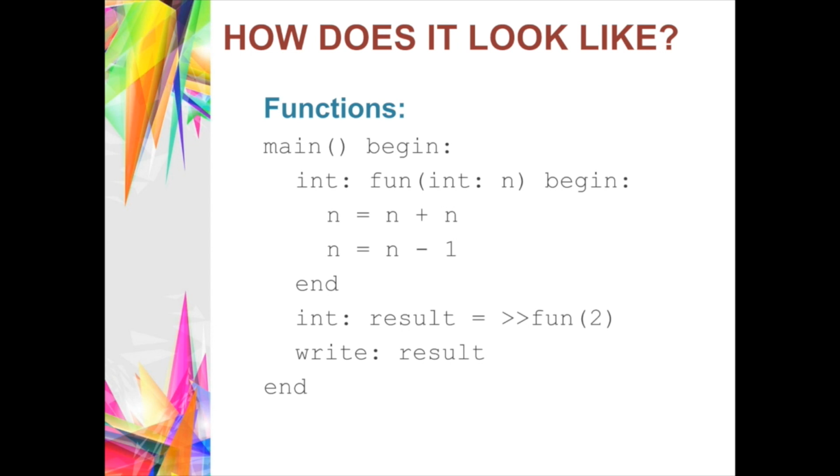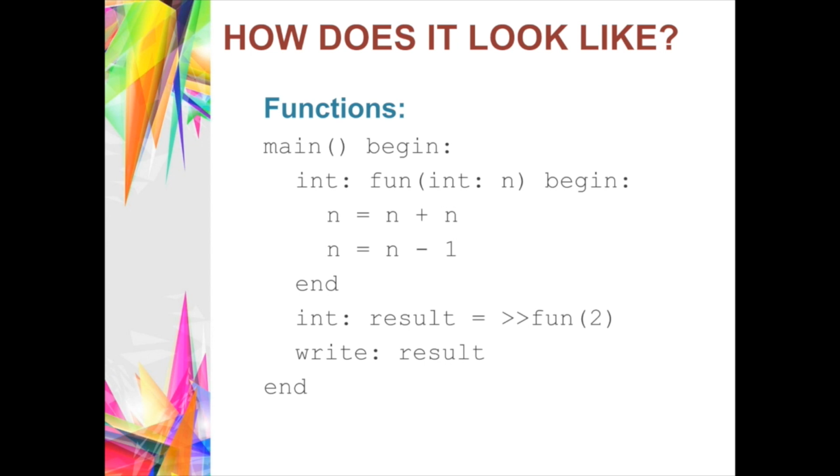Let's talk about the structure of a function. We have declared a function inside our main function, and the user-defined function fun has a return type int and also takes a parameter of integer type. It begins with the begin keyword and ends with the end keyword. And if you want to call the function, you have to write two arrows after that, the function name, and any parameter if the function requires.